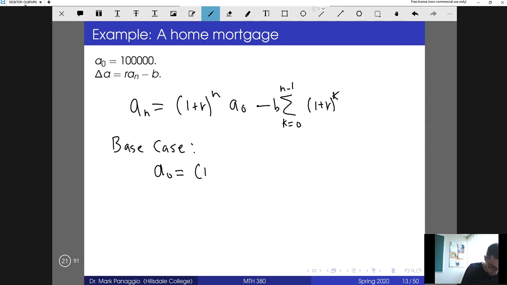It's going to be 1 plus r to the 0 times a0 minus, notice here, when we look at that sum, if I plug in n equals 0, the upper limit is lower than the lower one, right? We start with k equals 0, and it says we end with k equals minus 1. So there's really nothing to add there. And so minus 0. And notice, therefore, we get 1 plus r to the 0. That's just 1. So we get a0. So for the base case, that formula gives us the right answer. And then we need to look at the inductive case.